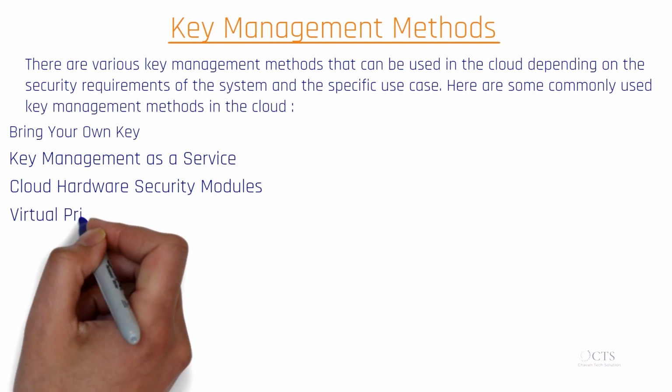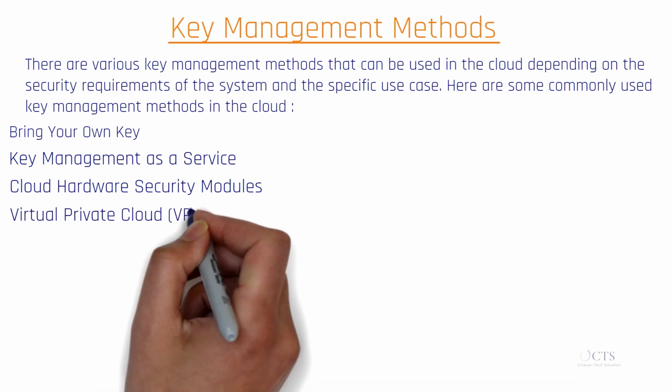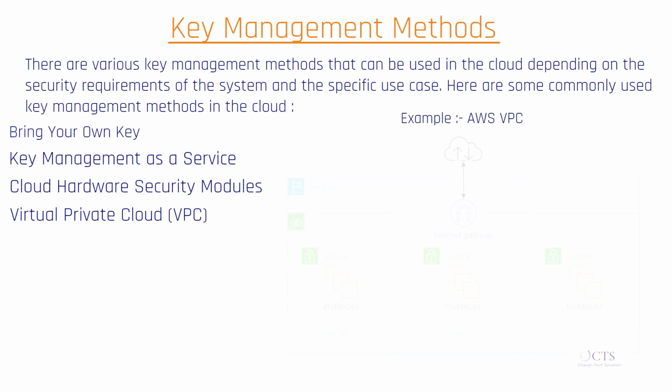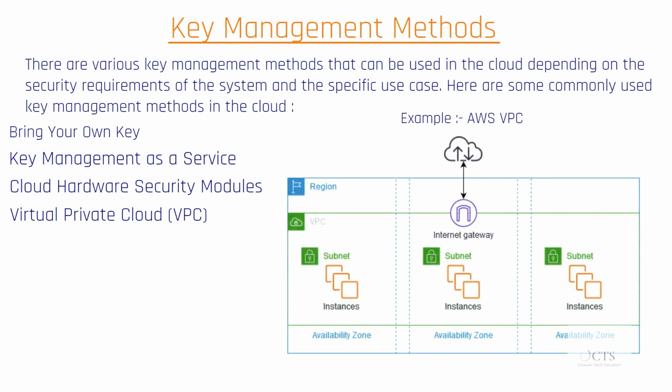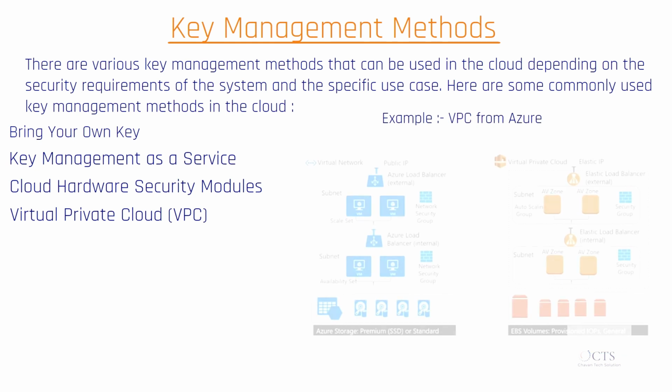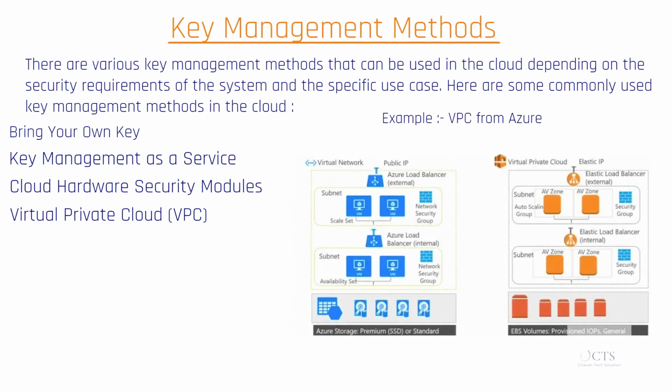Virtual Private Cloud, VPC. A VPC is a private network within a cloud infrastructure that provides an isolated and secure environment for running applications and storing data. By creating a separate VPC for key management, organizations can ensure that their encryption keys are kept separate from other cloud resources.